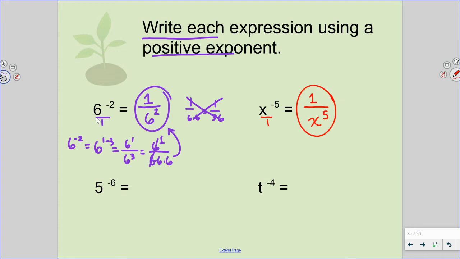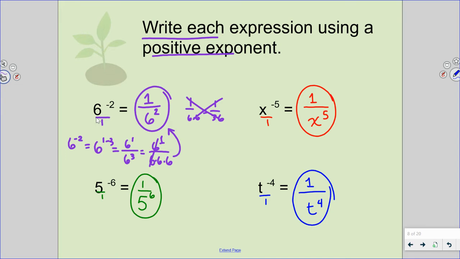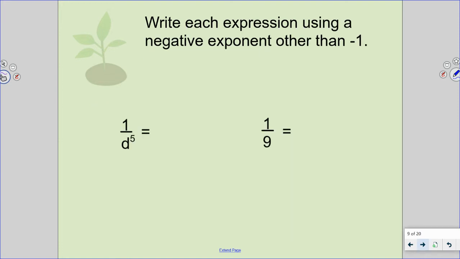Pause if you wish, do the next couple on your own, come back when you're ready. 5 to the -6, we can rewrite it as 1/5 to the 6th, and now the nonsense turns into something that makes sense. t to the -4th will turn into 1/t to the 4th. So this is how you rewrite an expression with a negative exponent. All right, let's carry on.